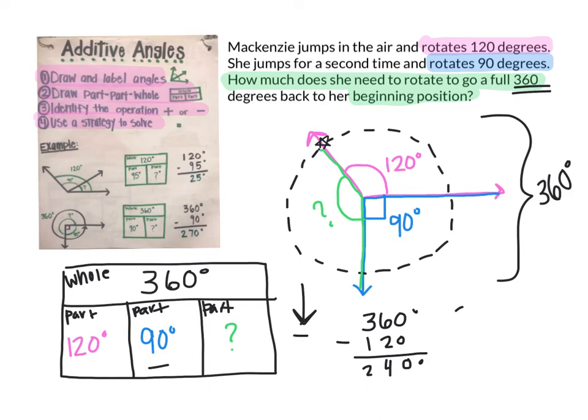So I take 240. I'm subtracting 90. 0 minus 0 is 0. 4 minus 9, can't do that, so we go and borrow. 14 minus 9 is 5. And I bring down my 1. So we've got 150 degrees. So let's fill that back into our chart.